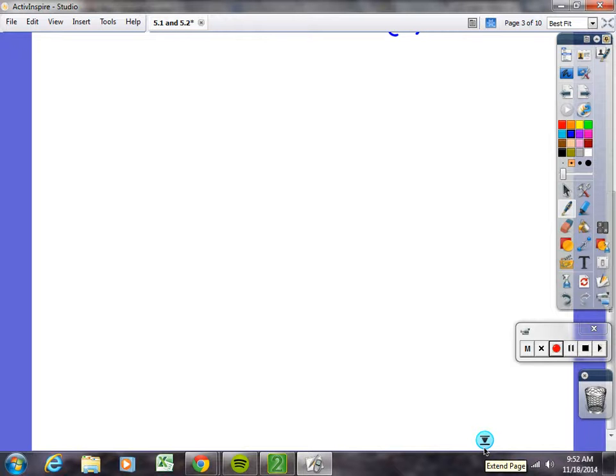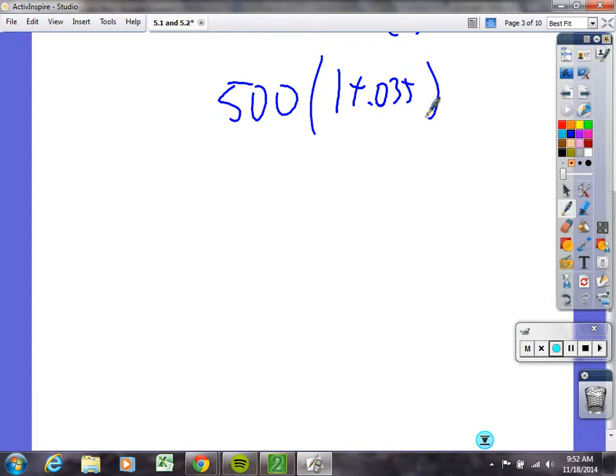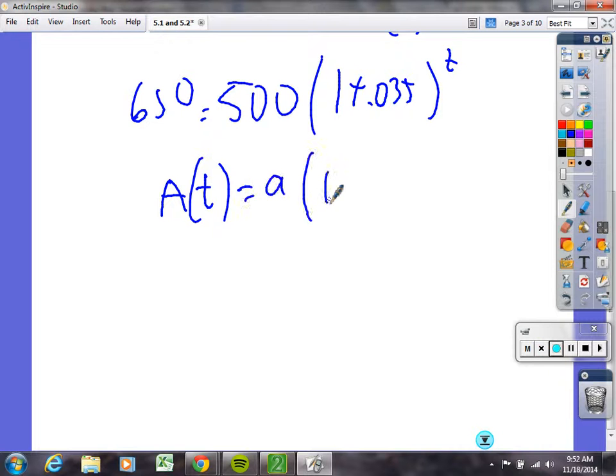So we want to know if we start with 500 bucks, and our interest rate was 3.5%, is that an increase or decrease? Increase. 1 plus 0.035 to the t equals... The amount after a certain amount of time equals the amount you start with, 1 plus or minus, depending on its growth or decay, rate.